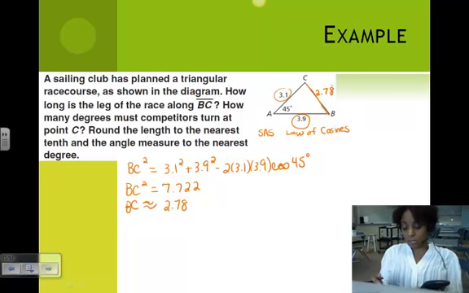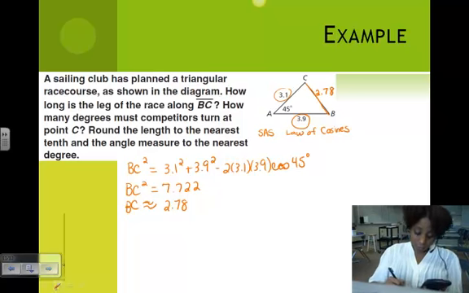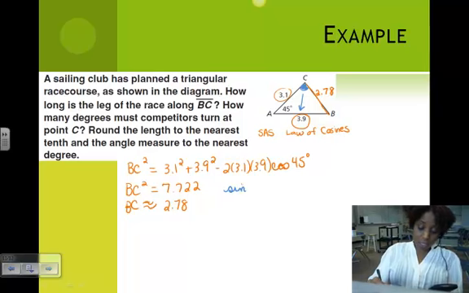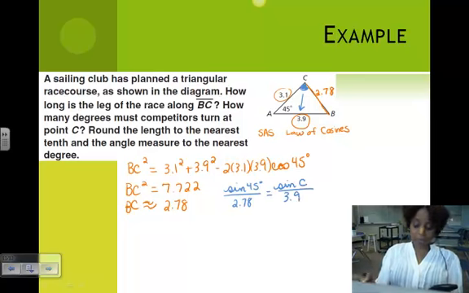Now that I know that that's 2.78, I am going to use the law of sines to find angle C here. That's what we're looking for now. I know the side that's across from it is 3.9. I also know that angle A is 45 and the side across from it is 2.78. So I'm going to use the law of sine now. I'm going to do sine of 45 over 2.78 equals the sine of angle C over 3.9.